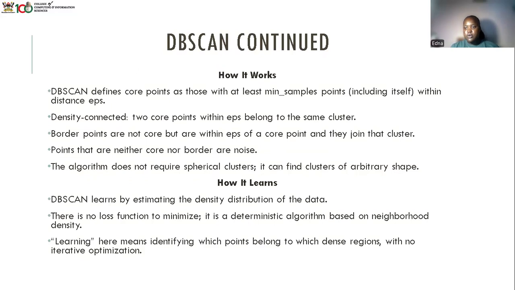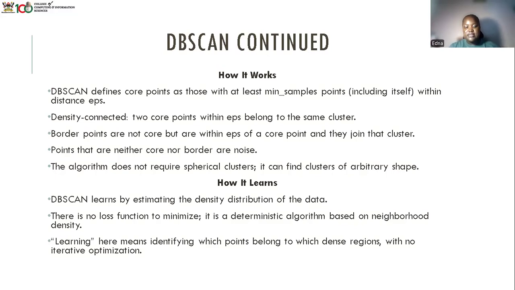DBSCAN works in such a way that it classifies every point as one of three types: a core point, which has at least min_samples neighbors within the neighborhood radius; a border point, which is not a core point but falls within the neighborhood radius of one, so it joins that cluster; or any point that is neither core nor border, which is labeled as noise. So DBSCAN is not like K-means because it does not make any assumption about the cluster shape, and hence it can find clusters of any geometry.